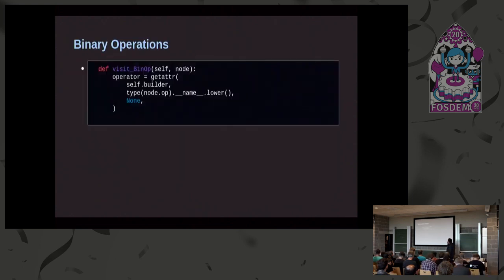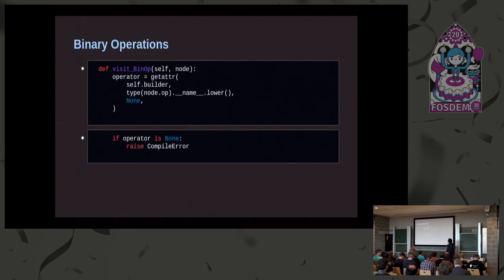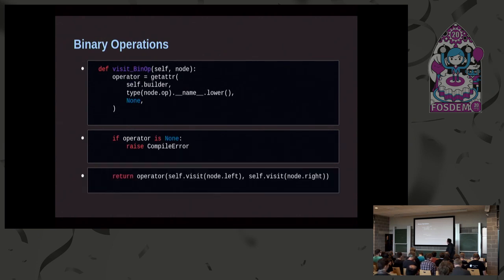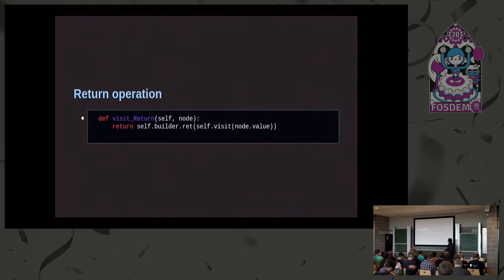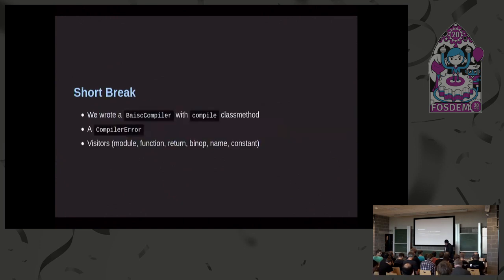There are binary operations. We will try to get the operator from the builder object. If we can't, we will raise a compiler error because it's some operator we don't know. And then we will return the left side and right side under that operator. The return operation is pretty simple. We will just call the ret method of the builder and return the given value, which is going to be the binary operation. So we wrote a basic compiler with a compile class method, a compiler error if it doesn't fit the subset, and visitors for module, function, return, binary operation, name and constant.